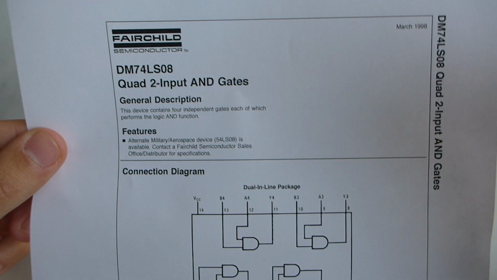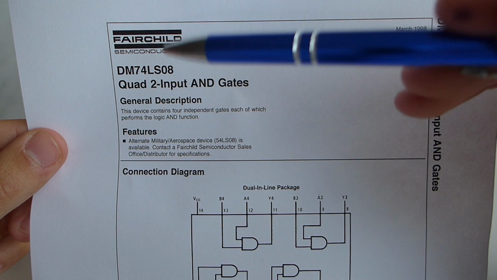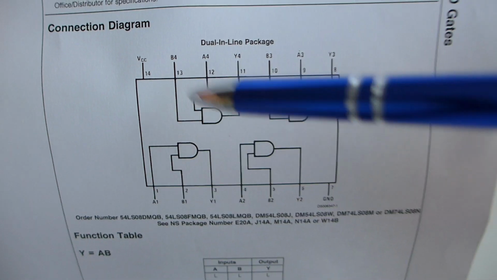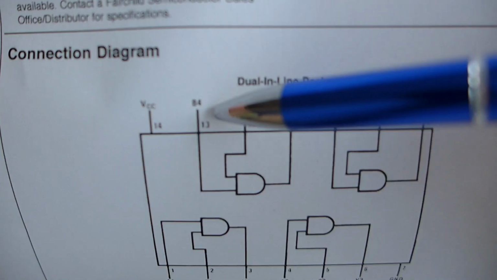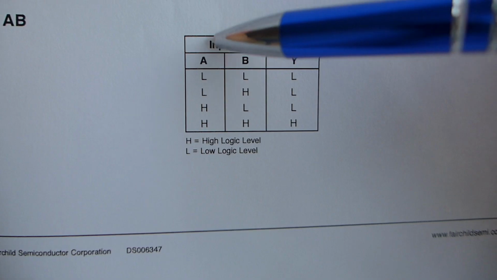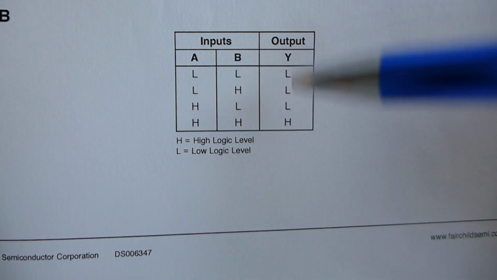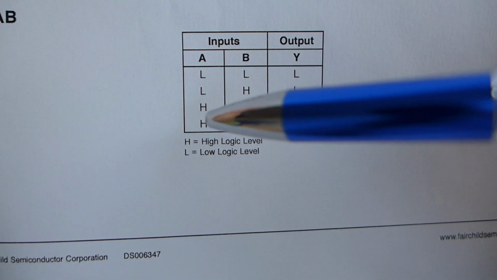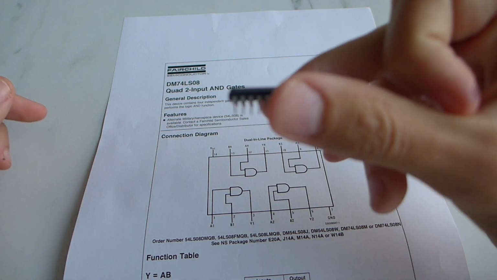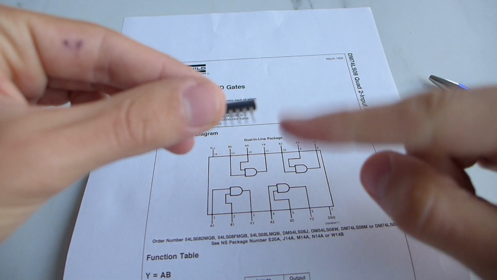The next chip we need is the 74LS08, an AND gate chip, again made by Fairchild. It contains 4 AND gates. Input is taken on B and A pins and outputs on Y pins. As the truth table shows, when A and B are both high, Y is also high. And this is our 74LS08 chip.